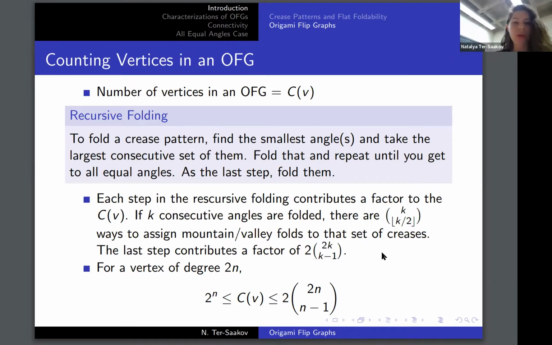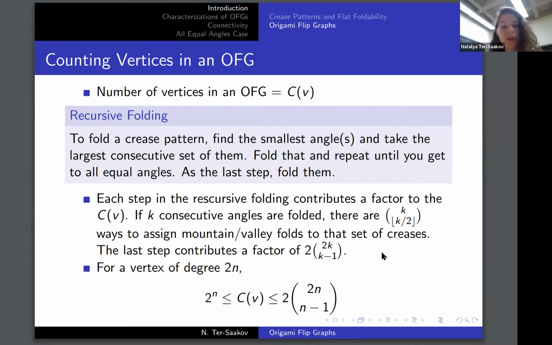And how they do so is we have a way of recursively folding. We're going to start with the smallest angles, assign them mountains and valleys, fold them up. We get a cone, look at the smallest angles that are consecutive, assign mountains and valleys according to big little big, fold up, rinse and repeat.